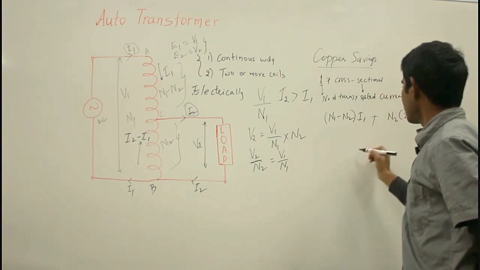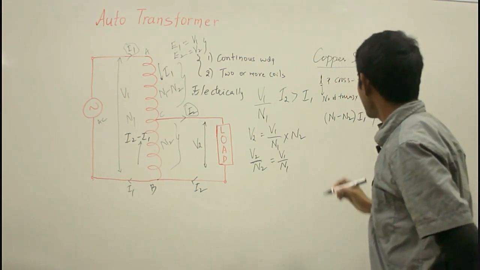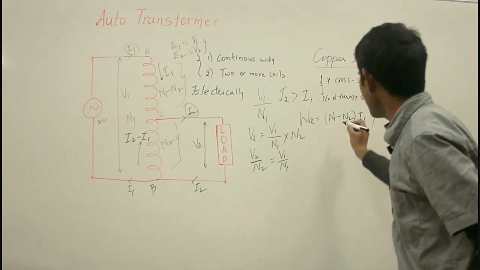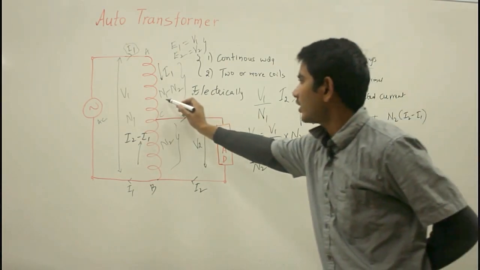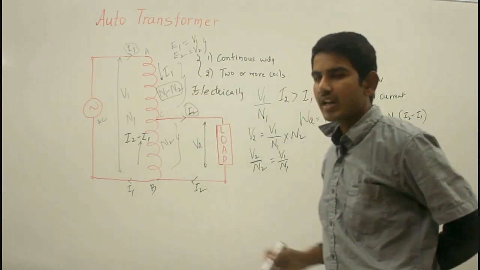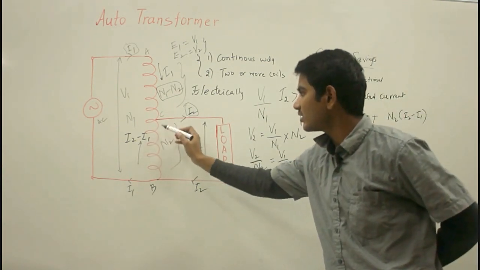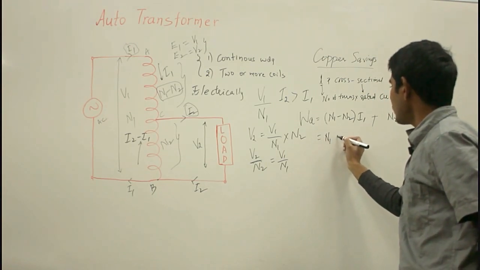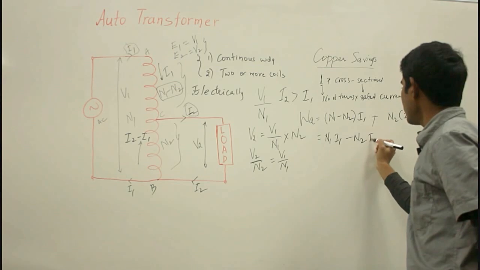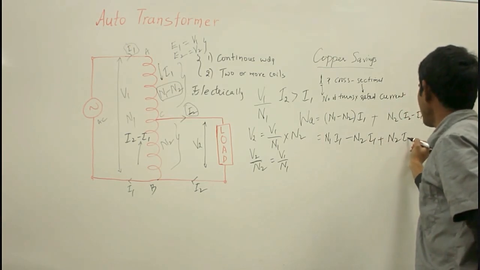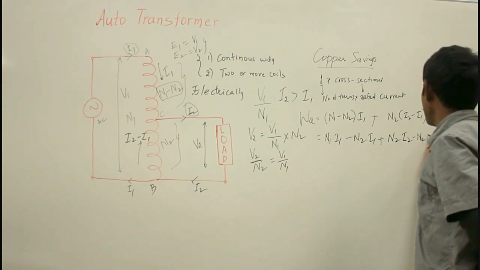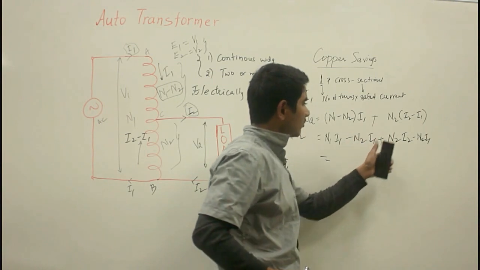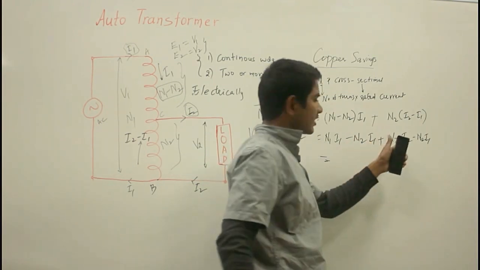So if I sum, this will be my weight, and let us denote the weight of copper in my auto transformer by WA. WA is equal to N1 minus N2 into I1. So N1 minus N2 are the turns here, and I1 is the current flowing, whereas I2 minus I1 is the current in this section, and N2 is the number of turns. So let us multiply: N1 I1 minus N2 I1 plus N2 I2 minus N2 I1. Now if you look here, minus N2 I1 minus N2 I1 and N1 I1 plus N2 I2.